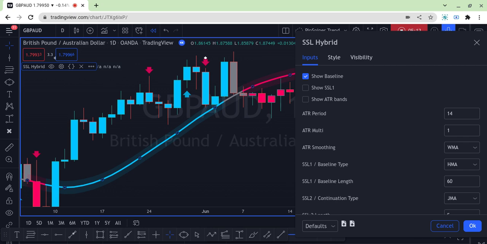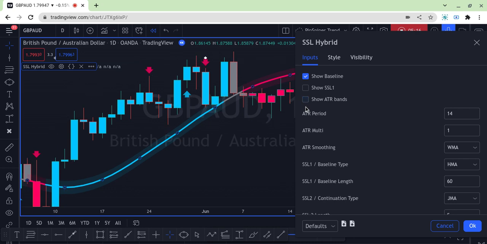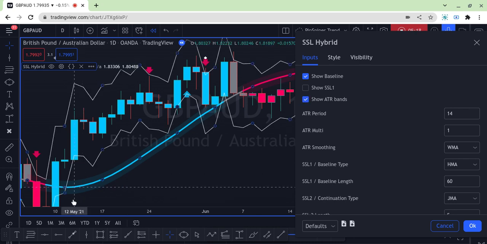See, the ATR bands went away when I unchecked it. I checked it, it came back. I unchecked it and it went away. So if it's outside this ATR band, say this thing crossed right here and I was outside of the band, if this is outside, it's a no-go for you.